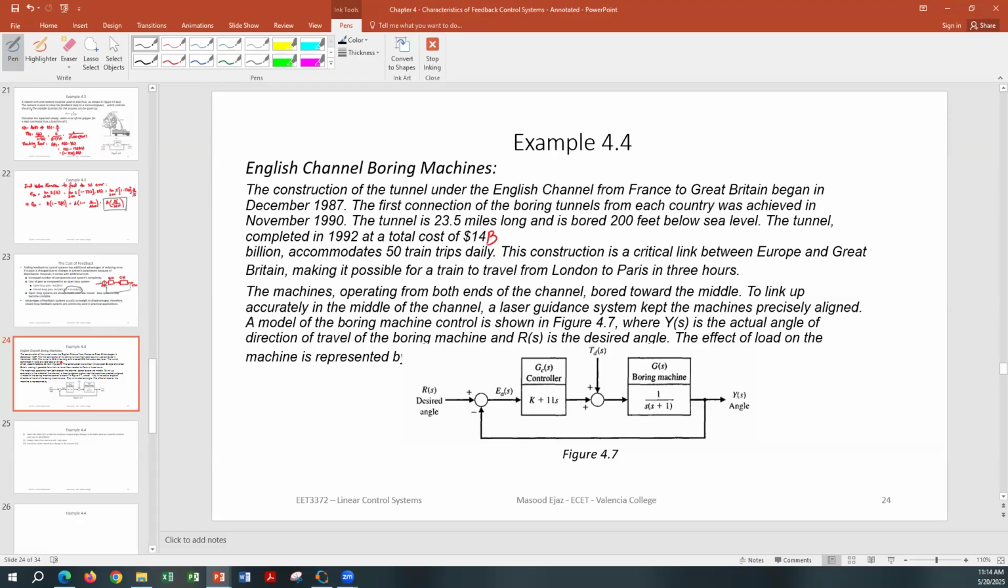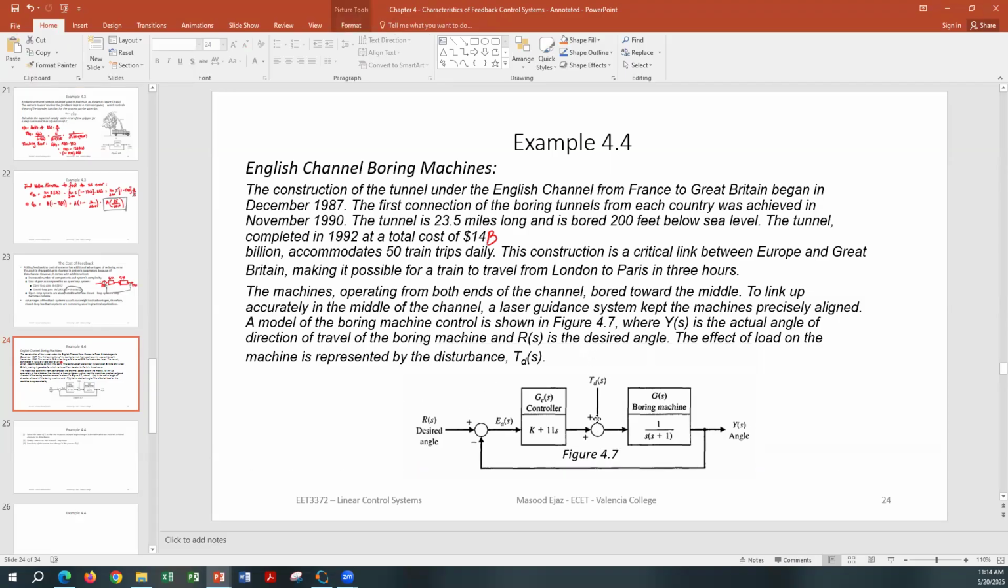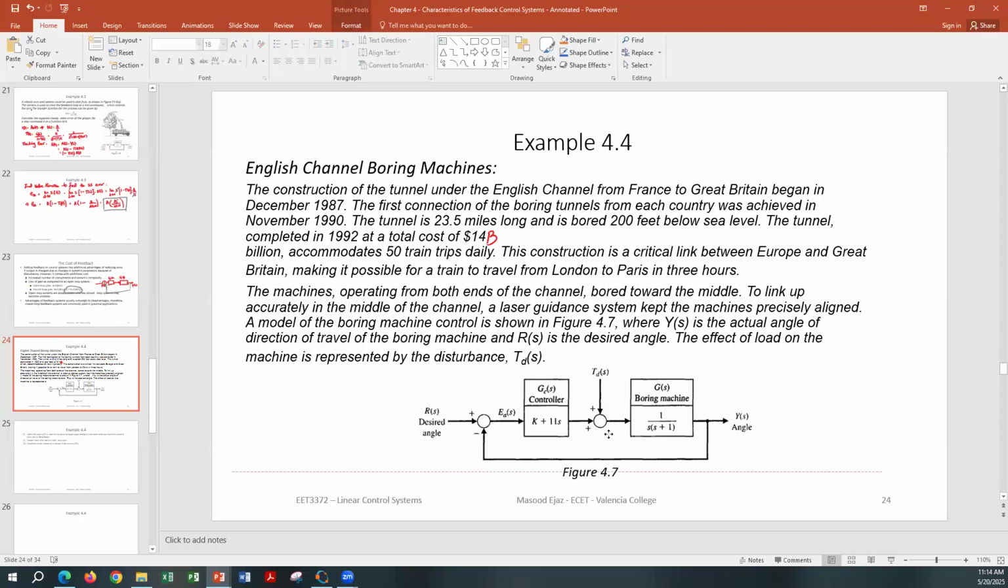Let me move this down. The effect of the load on the machine is represented by the disturbance T_d(s). So you have the controller, G_c(s), the transfer function of the controller is given to you, K plus 11/s. The system is the boring machine, and the transfer function of the boring machine is given to you, 1 over s times (s plus 1). And R(s) is the desired angle at which it has to travel, and Y(s) is the actual angle.